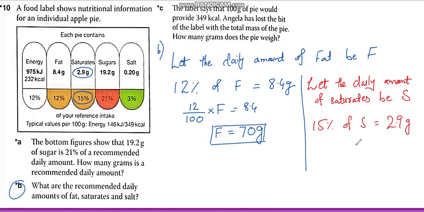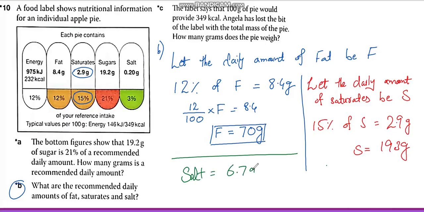So to find the total amount of saturates that is recommended, we will again do the same process and we will get our final answer as 19.3 grams. Similarly, we can work out the salt that is recommended. By going through the same process, we will get the total amount of salt recommended as 6.7 grams. So I recommend that you please solve it for the salt, apply the same procedure and try to get this answer. Now I will do its C part.